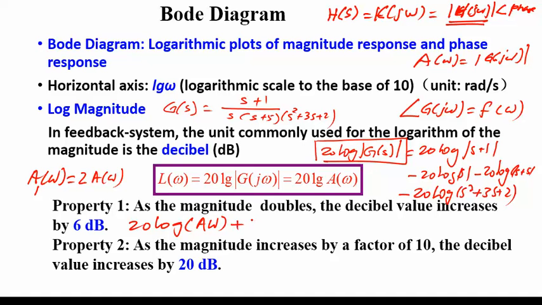plus 20 log 2. What is 20 log 2? Muhammad, what is 20 log 2? 6, right? So doubling is increasing the magnitude by 6 dB. So if you double, you increase the magnitude by 6 dB. If you increase this by 10 times, you increase the magnitude by 20 dB.